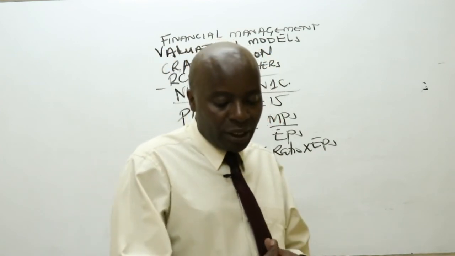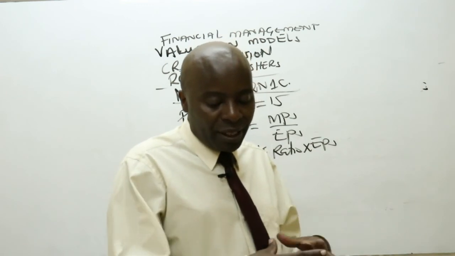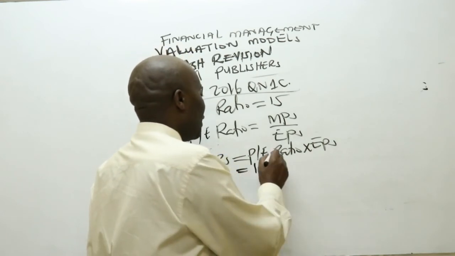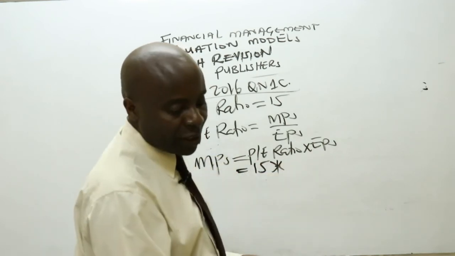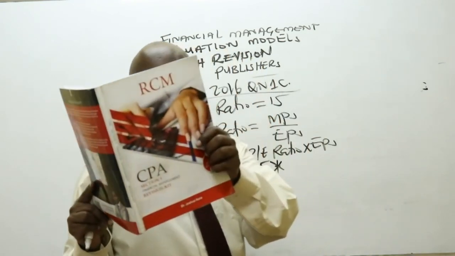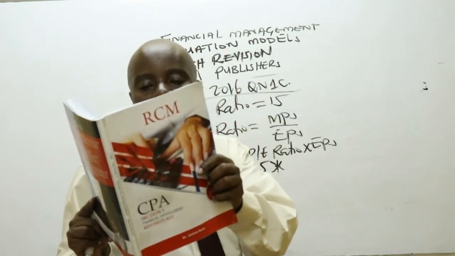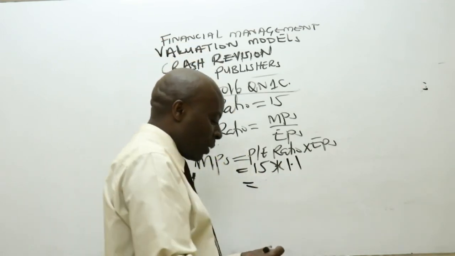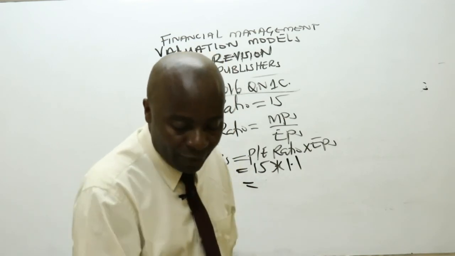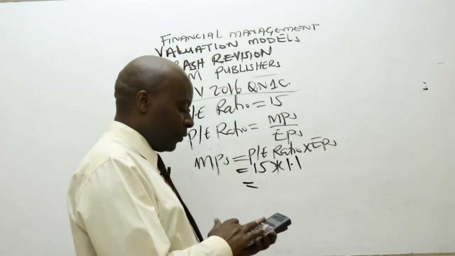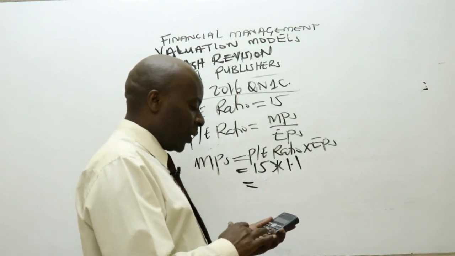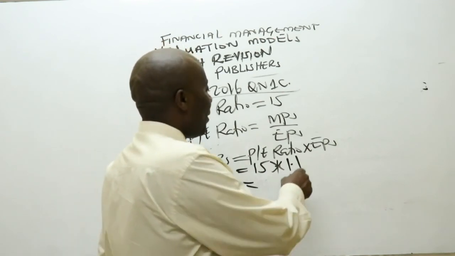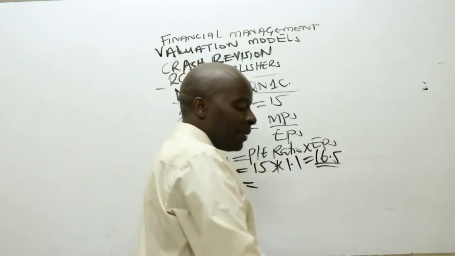So my great students, I hope you are able to see the PE ratio here is 15, the one given in the question, times the EPS. The EPS has also been given in that particular question. We have EPS of 1.1. So 15 times 1.1 will give us what figure? 15 times 1.1 will give us 16.5 as the market value per share.